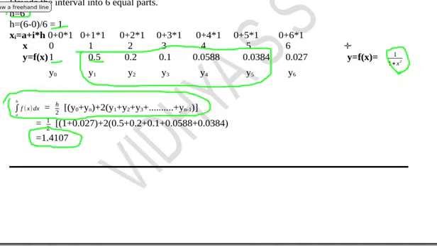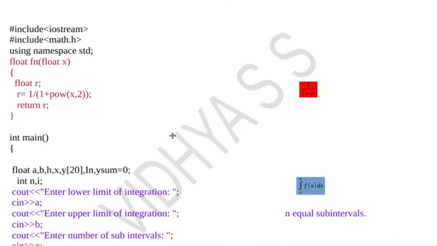First, in each step I need to find the value of yi's and xi's. For finding the value of xi, I am using the formula a plus i into h. For finding the value of yi, I need to provide each x term into this given f(x) and evaluate it. So for evaluating the f of x function, I am defining a user-defined function fn, and in that fn I am passing the value of each x. That is why it is put as float.